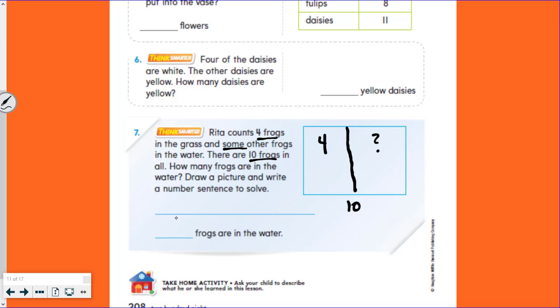So we're going to take the bigger number, 10. We're going to take away 4 to give us our answer. So 10 minus 4 equals, and so again, we could count up to solve this. So 4, 5, 6, 7, 8, 9, 10. So 10 minus 4 equals 6. That means there's 6 frogs in the water.